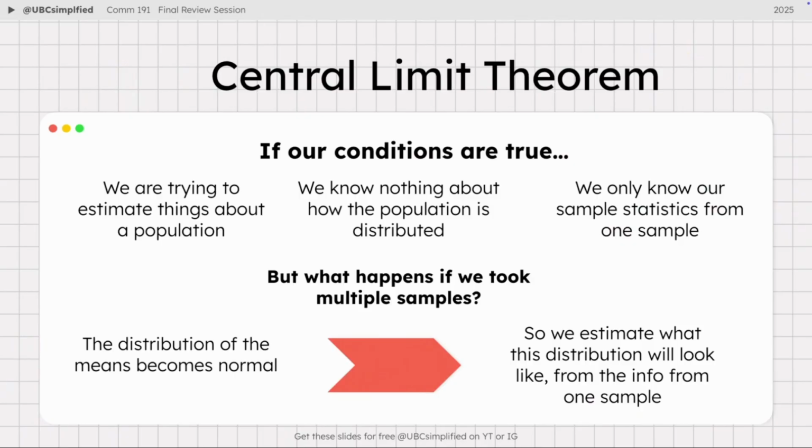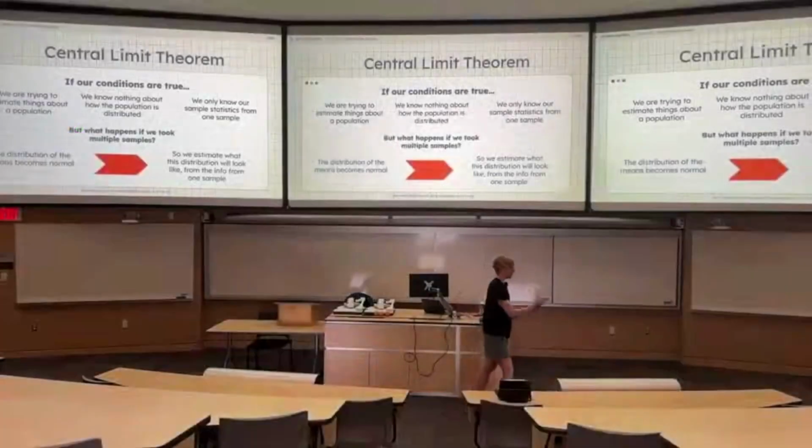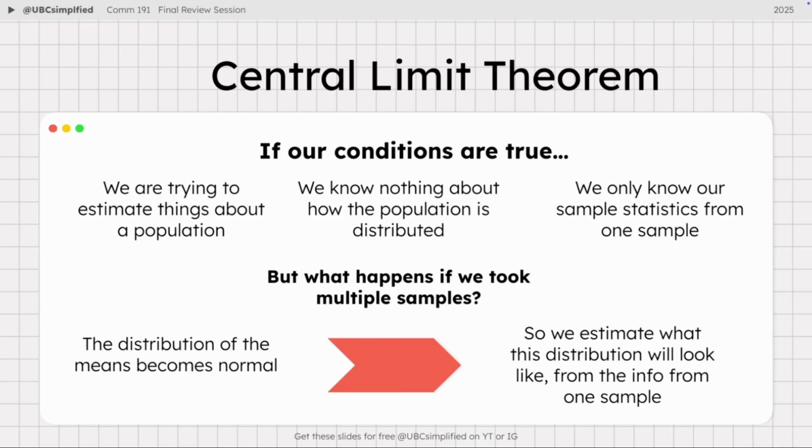With statistics, we are trying to estimate things about a population, but we can't survey an entire population. So what do we do? We get a sample, which is hopefully representative of that population. And we know nothing about how that population is distributed. The only things we know are what we collect from our sample, right? We have the mean of our sample, and most of the time also the standard deviation of our sample. That's the only thing we know. So what can we do with that?